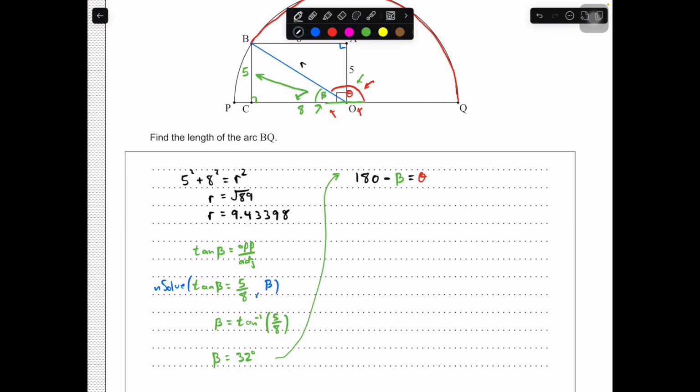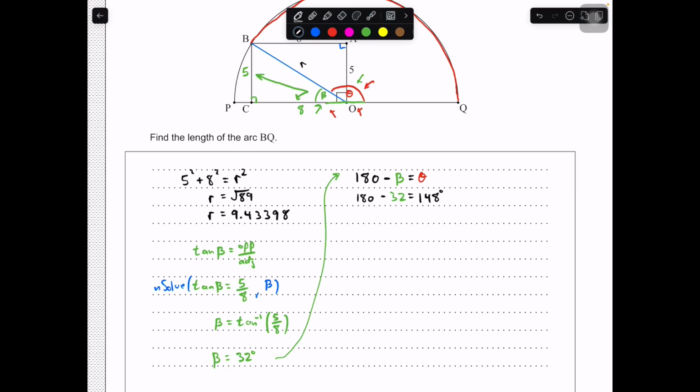So 180 minus 32 is equal to our theta value. 180 minus 32 gives us 158. Sorry, 148. There we are. Okay, and to be honest, we're just about there.